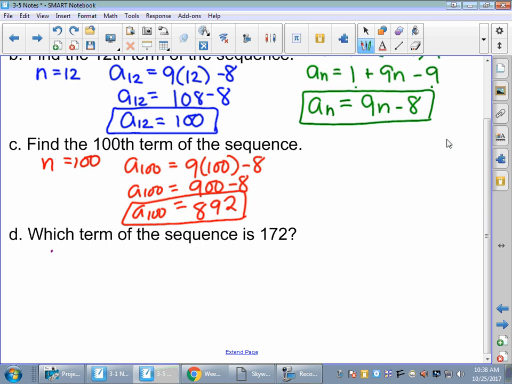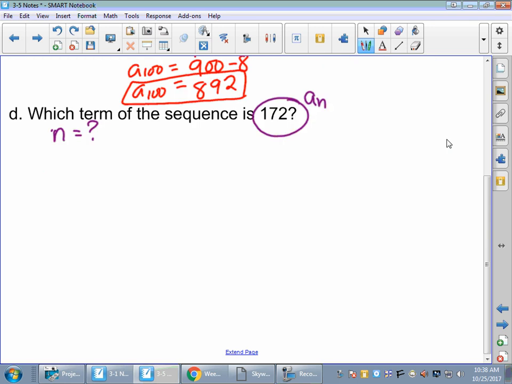Which term of the sequence is 172? So they're giving us the a sub n value. We just don't know what n equals. We don't know the n value. They're asking which term. So if I use that same formula, I'm just going to write down the formula the correct way. A sub n is equal to 9n minus 8. I have 172. I have the actual term. I just don't know what term it is.